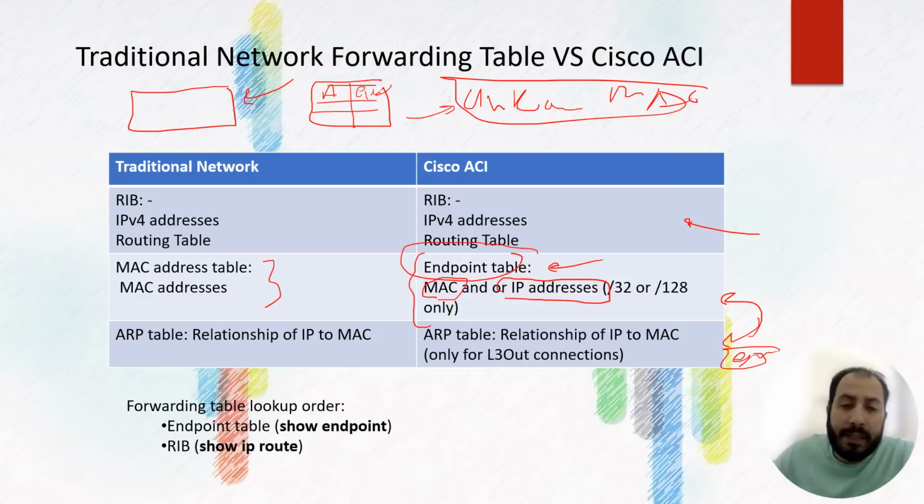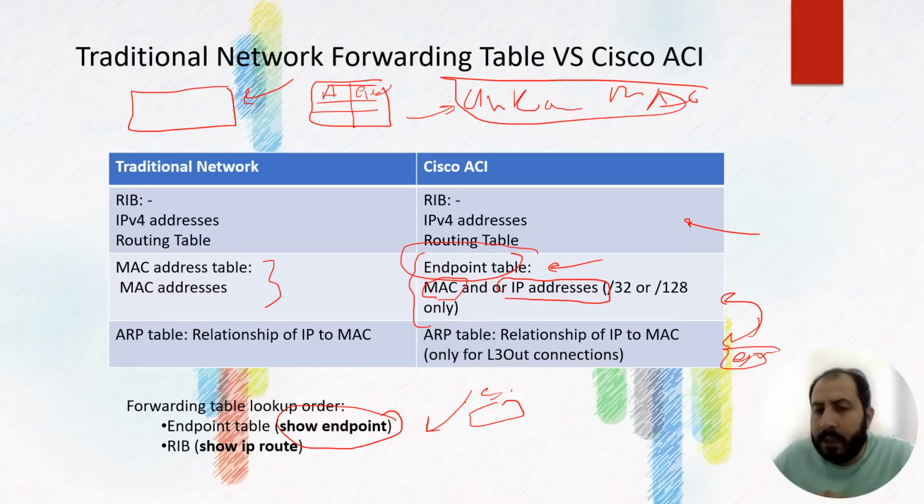Okay, and you can examine the endpoint table by logging into the leaf itself, SSH to the leaf, and typing show endpoint. It will give you all the necessary information. Now with a single command, you can check the IP address, MAC address, and the connected interface. You also have a routing table, so you can also use show ip route to check the routing information.